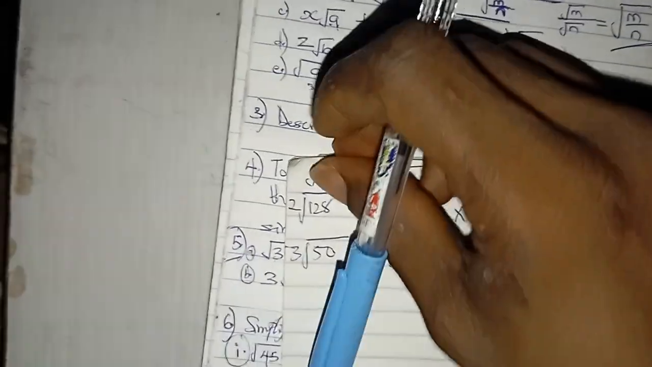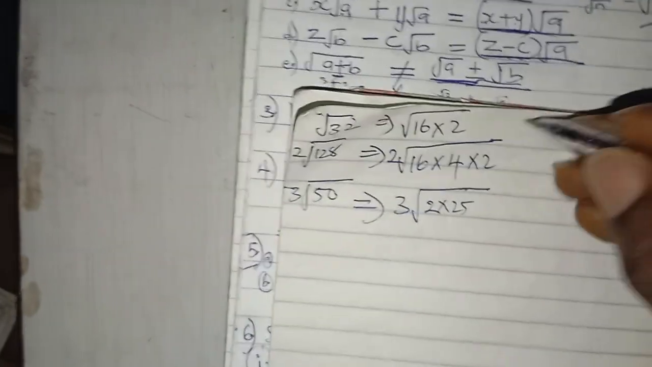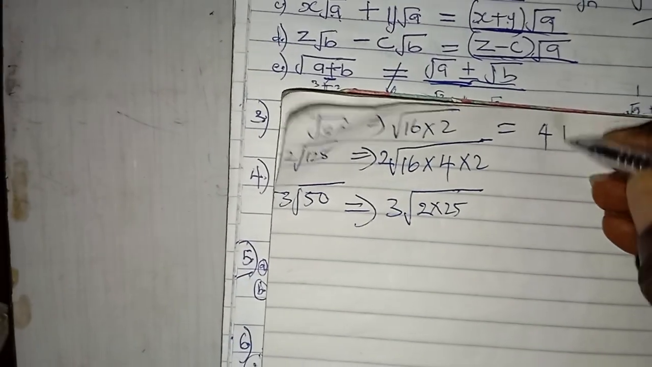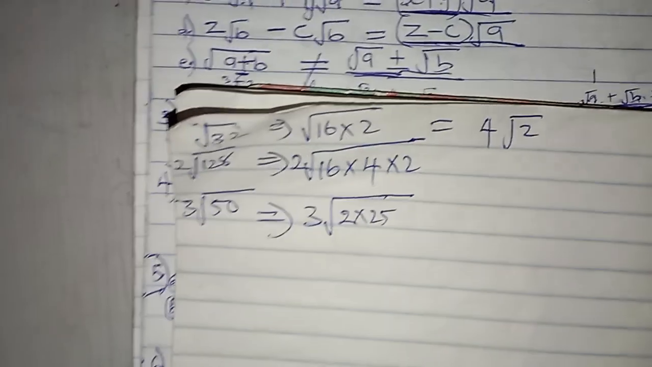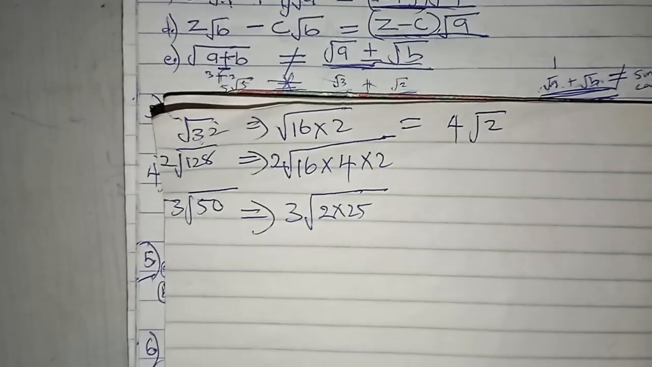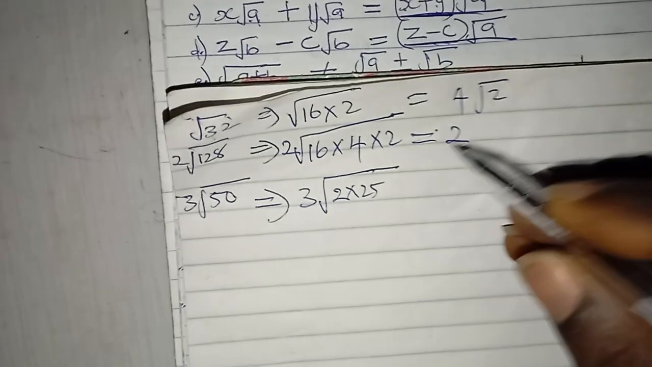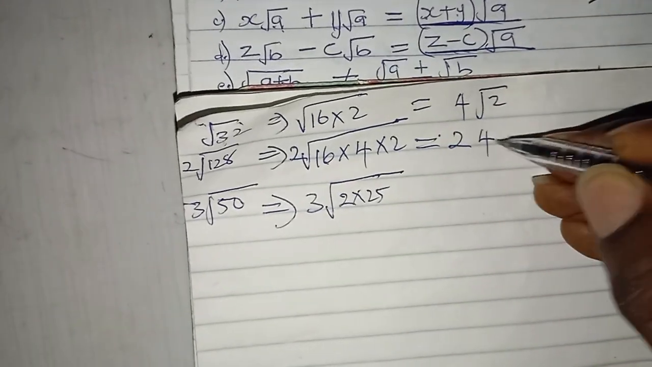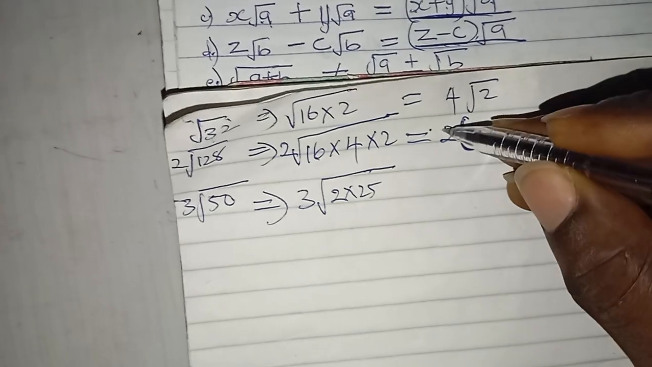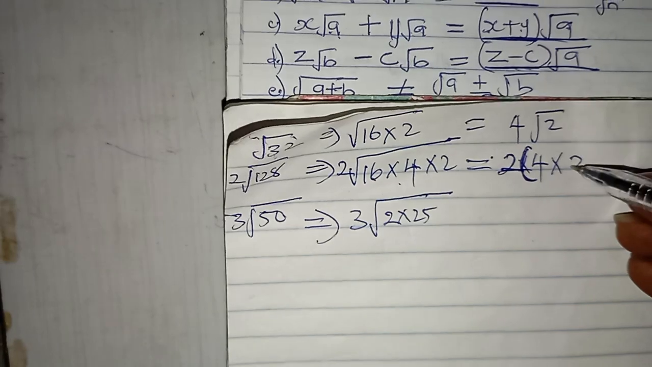Alright, notice that everything in the first place gives me 4 root 2. That is square root of 16, 4. So in this next stage, I'll have 2 square root of 16 is 4. Let's go this way: 4 square root of 2 times square root of 4 is 2.